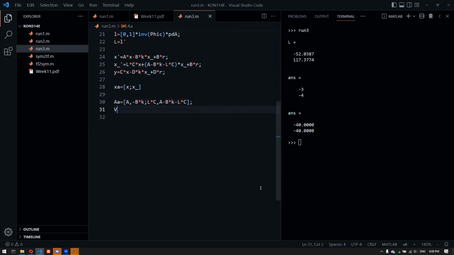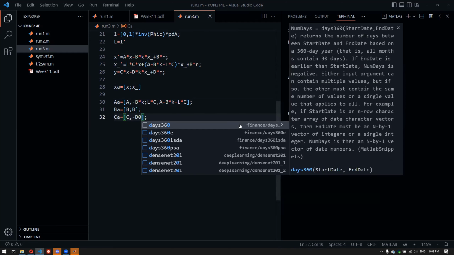So this is the A matrix. The B matrix is going to be B and B, probably. And the C matrix is going to be C, comma, minus D times K.